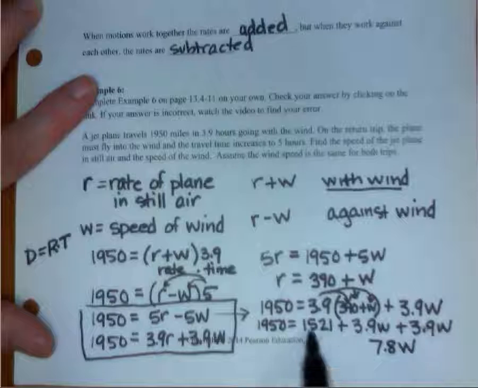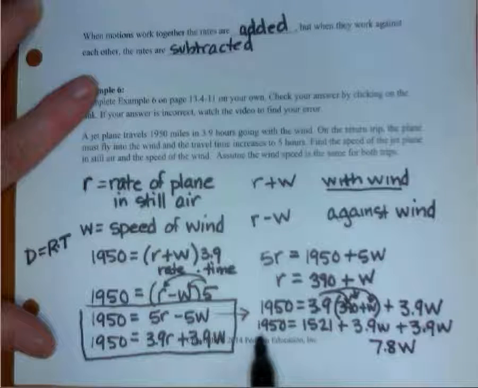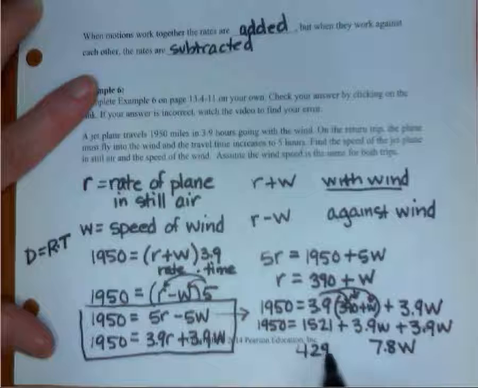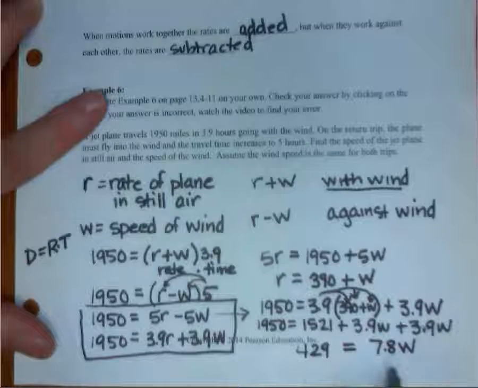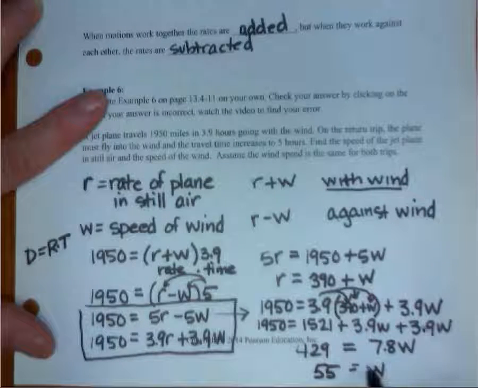And I'm going to subtract 1521 from both sides. So when I subtract 1521 from 1950, I get 429. Now I'll divide both sides by 7.8 to get W. 429 divided by 7.8 is 55. So I found that W equals 55.